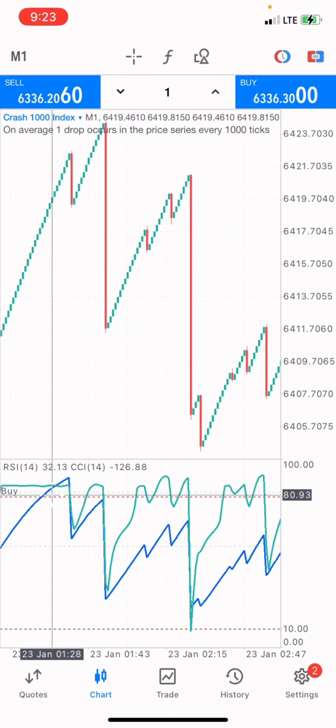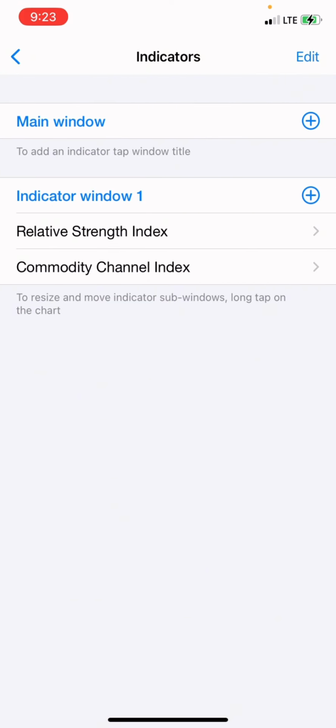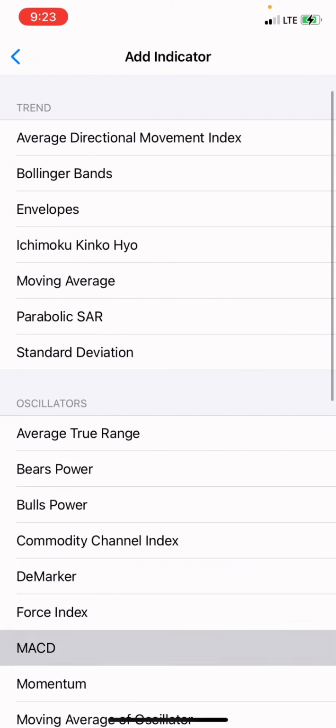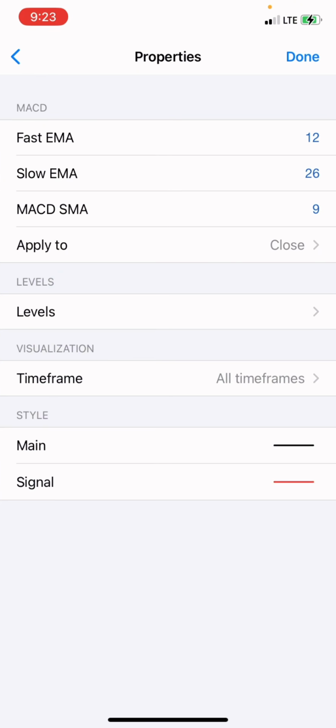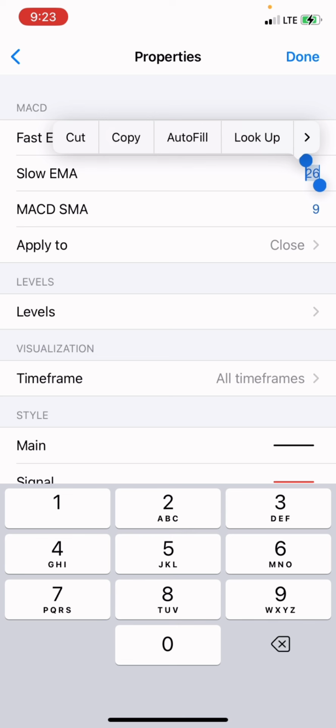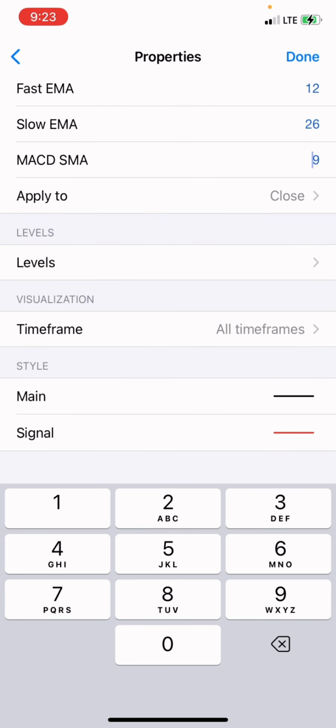Then the third indicator, which is the MACD. Now you put it on indicator window 1, the MACD. Then you set up the fast EMA, slow EMA, and MACD SMA: the fast at 12, then the slow at 26 and the SMA at 9. You apply to close. Put it on all time frames.